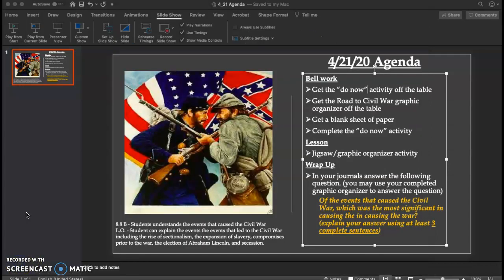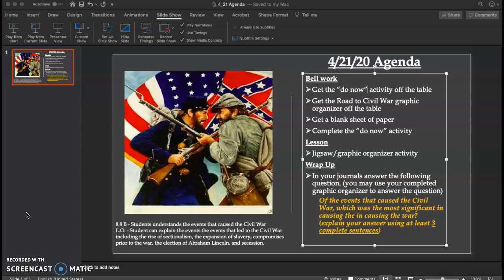All right, everybody, great job working on that do now activity and completing it, and I appreciate everybody participating and giving me your answers. You guys came up with some great sentences and some great definitions. So the main part of our lesson today is going to be learning about what caused the Civil War. So we've been learning about the Civil War coming. Now we're going to learn about what caused it. What events led to this war that's going to kill more Americans than any war in our history.